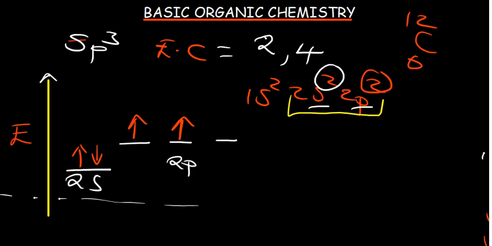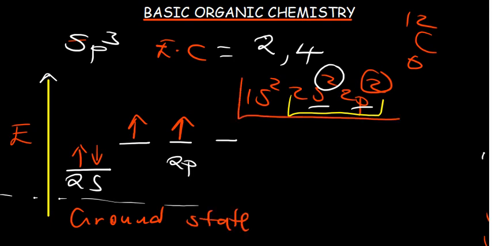So now, this is what we call our ground state energy level diagram. Then this is what we call your ground state electron configuration. Very important to note that. If they ask you to give the ground state electron configuration of carbon, that is the way you're supposed to show it.